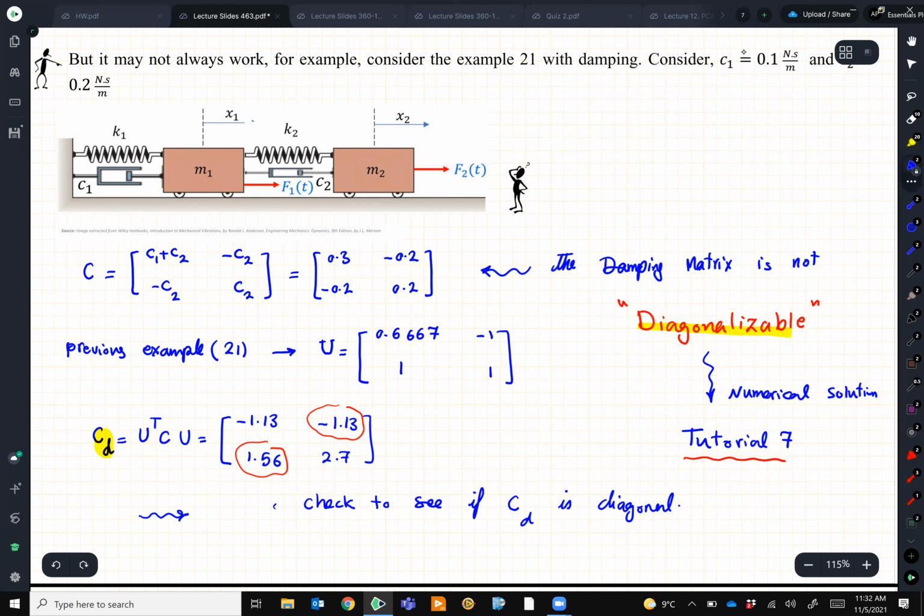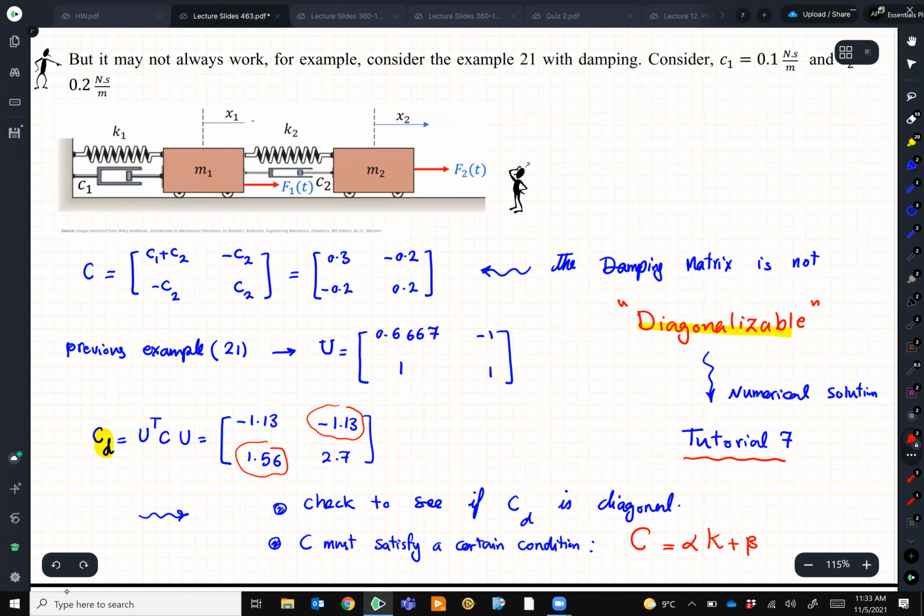The second approach: there is a condition C must satisfy. And that condition is that matrix C must be proportional to your matrix K and your matrix M. But this is too much. I don't want you to study this topic. This is more in grad school. We'll go through that one.